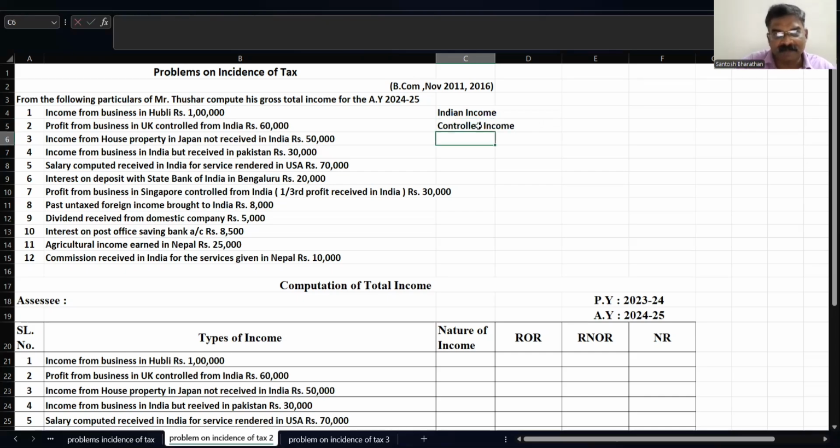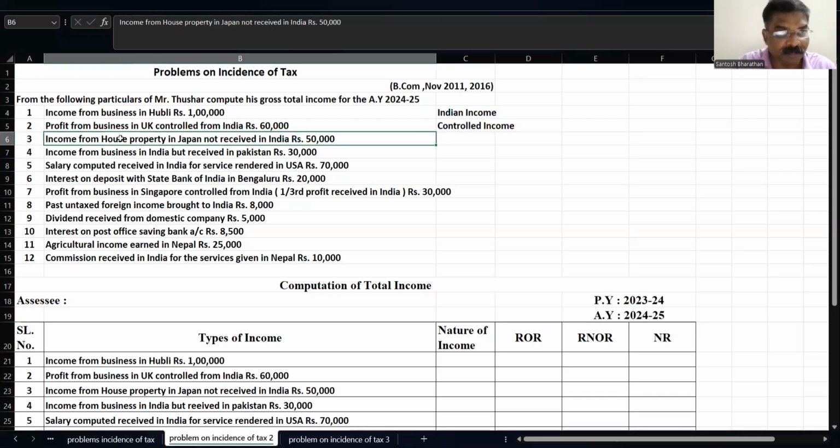See, if it is a controlled income, it is taxable in two cases: resident and ordinarily resident, and resident but not ordinarily resident. Whereas in the first case, income from a business in Hubli, an Indian income, is taxable in all three cases: ROR, resident and ordinarily resident; RNOR, resident but not ordinarily resident; and NR, non-resident. We go to the next one.